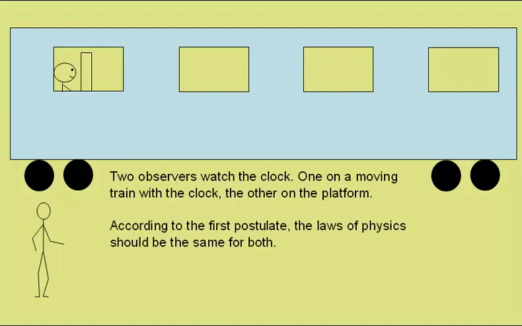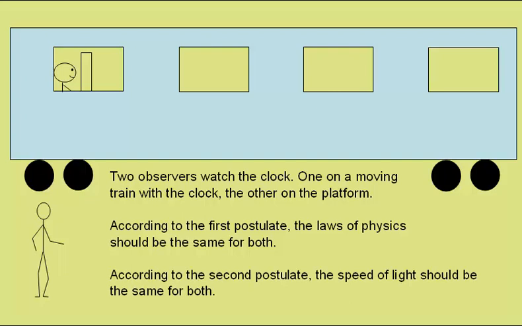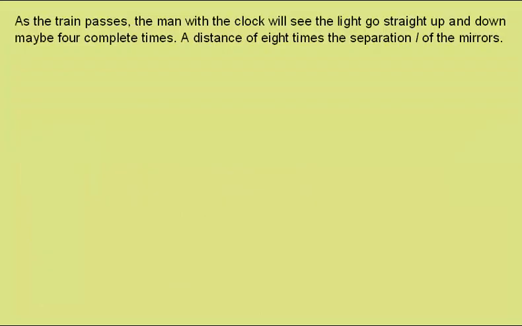According to the first postulate of Einstein, the laws of physics should be the same for both observers. Also, according to the second postulate, the speed of light should be the same for both. As the train passes, the man with the clock will see the light go straight up and down, maybe 4 complete times, a distance of 8 times the separation L of the mirrors.